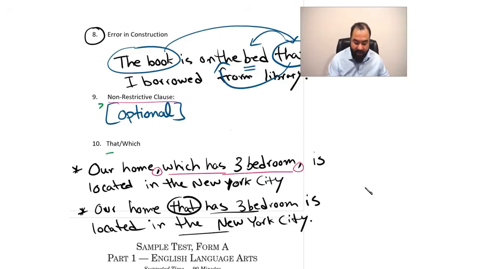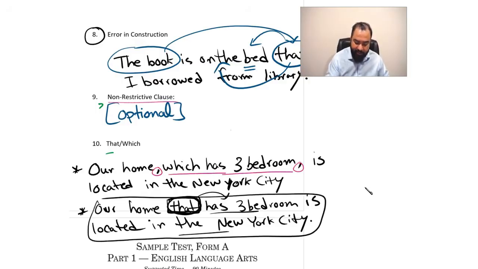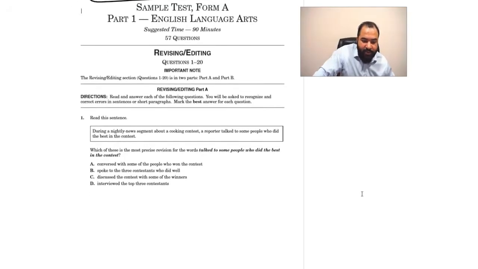Here, this word that is specifying which home he's talking about. So the word that is very important. Not just any home, the one that has 3 bedrooms. This is important, and this is not non-restrictive. Now it becomes a restrictive clause because this is important. The whole part of it is important. You cannot remove anything. It's not optional. So these are the main types of editing and revising you will need to work on.